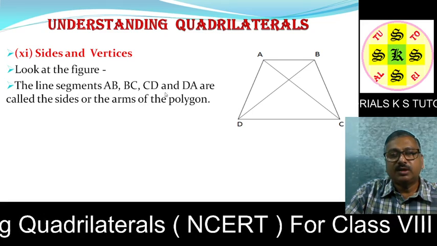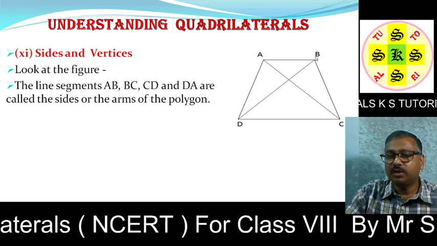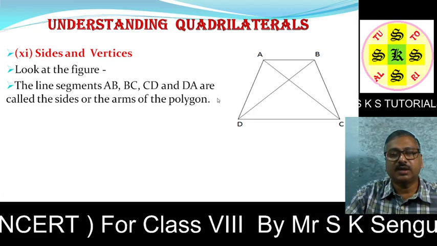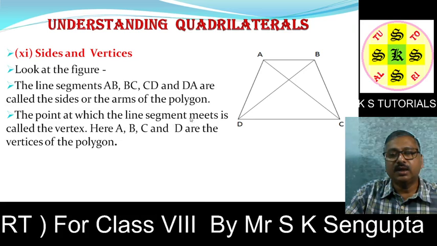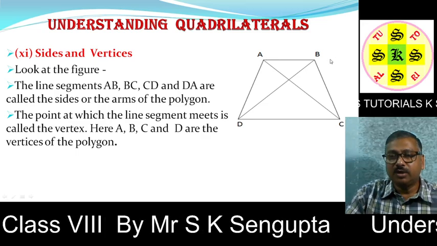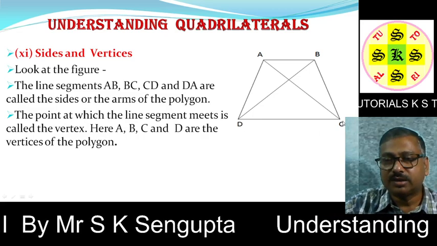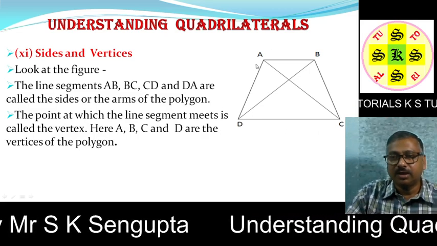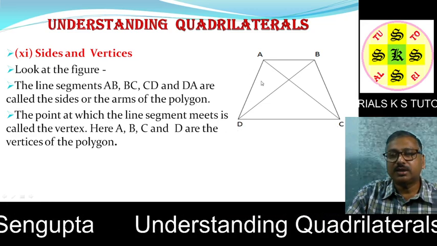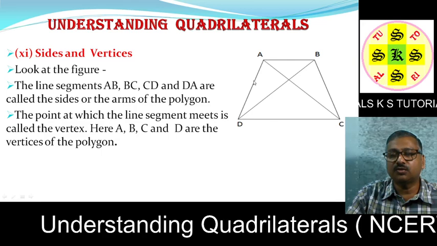The line segments AB, BC, CD and DA are called the sides or arms of the polygon. There are four sides, AB, BC, CD and DA, also known as arms, but basically we say sides. The point at which the line segments meet is called a vertex. Here the sides AB and BC meet at B, so B is a vertex. Similarly BC and CD meet at C, CD and DA meet at D, and DA and AB meet at A. So A, B, C, D are the four vertices, and AB, BC, CD and DA are the four sides of the polygon, that is, the quadrilateral.